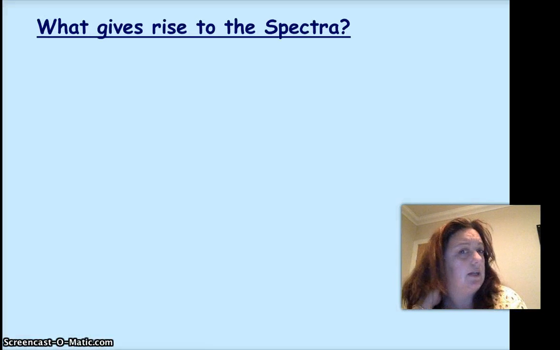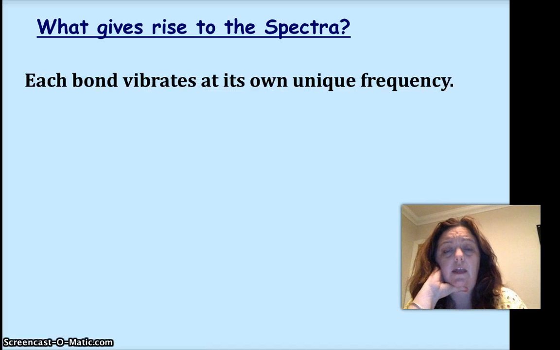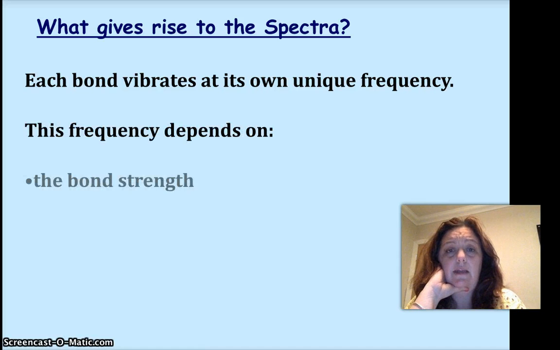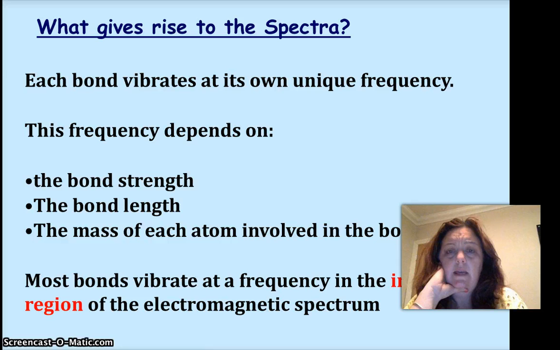Now how does that actually give rise to the spectra that you will see? Each bond is vibrating at its own unique frequency, and that depends, as I've said, on the bond strength, the length of the bond, and the mass of each atom at each end of the bond. But whatever those bonds are, we're talking about organic molecules, so they are all going to be pretty much in the infrared region of the electromagnetic spectrum.